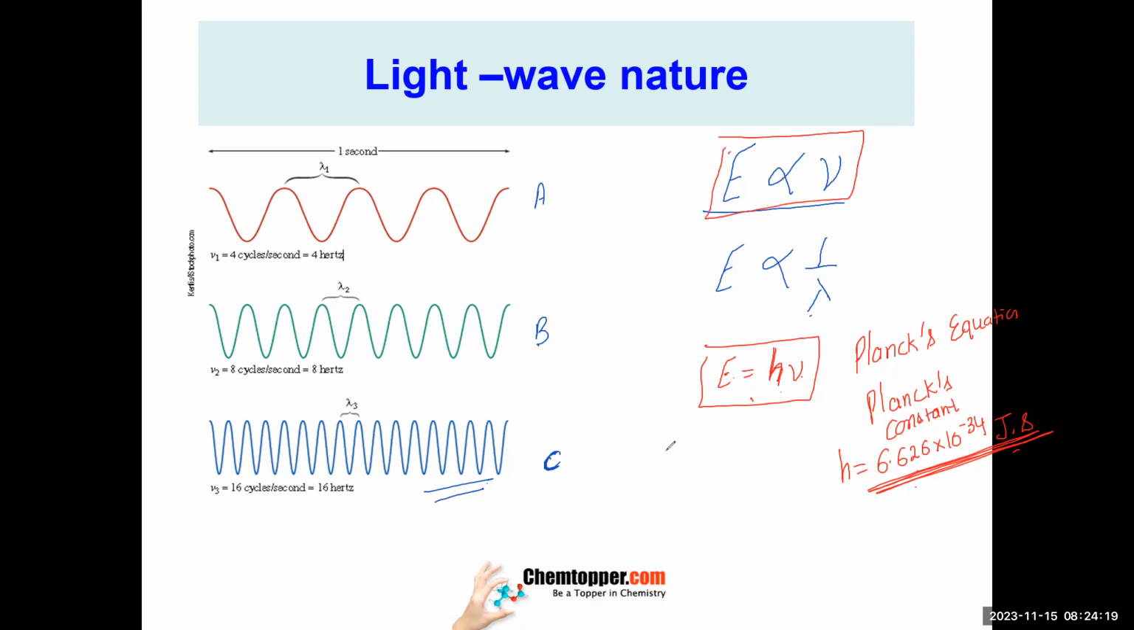But we already know that frequency is inversely proportional to lambda, right? We know this already. See, higher frequency, lesser lambda. If I remove this proportional, what is the constant here, Afan? What's the constant here?